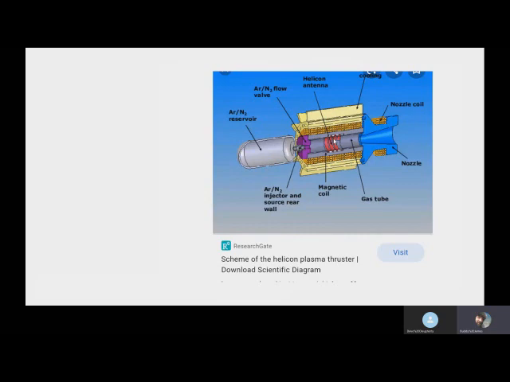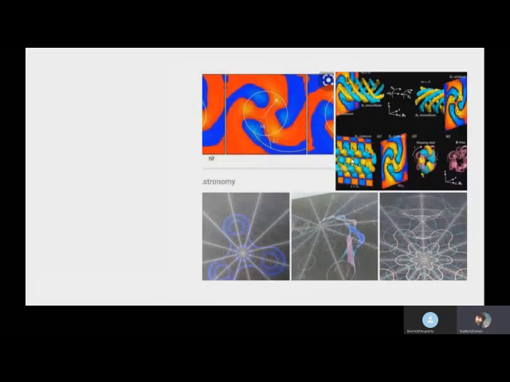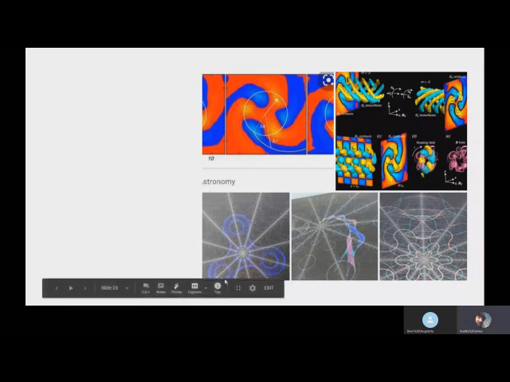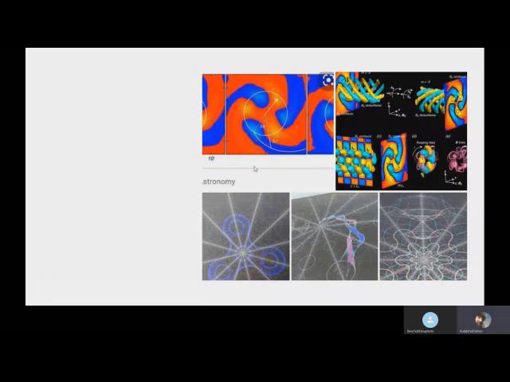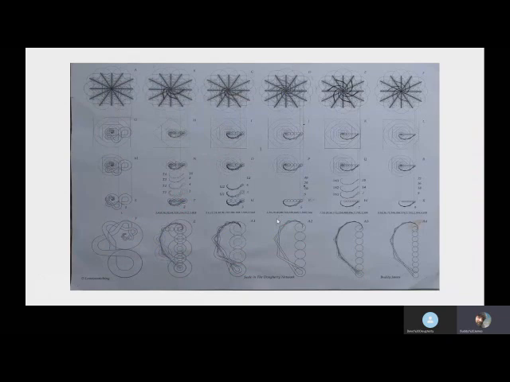So here's an example of a helicon plasma thruster, a scientific diagram. Some solenoid power supplies, plasma rocket exhaust, some more plasma engines. Here's some images that I did of the Dougherty set showing that these plasma ropes and these plasma filaments of these helicon mode Bessel function standing waves are interconnected, interlaced, and interrelated. Here's a couple of sculptures that I created here.